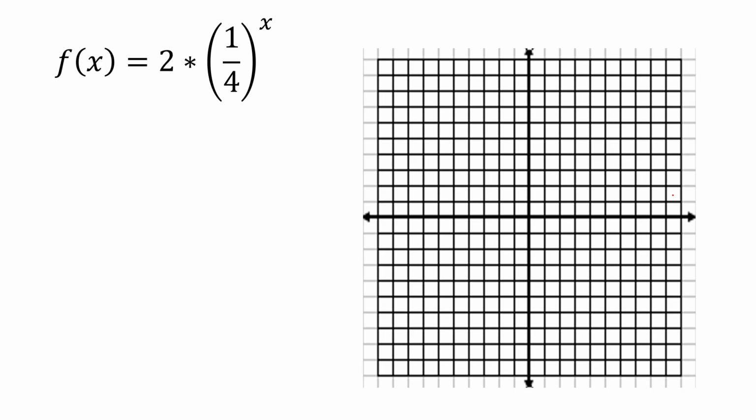F of x is equal to 2 times 1/4 to the x power. Well, notice this is no longer just a base raised to a power. We're now multiplying that base by a value. Same process. We plug everything into an xy t-chart: -2, -1, 0, 1, and 2. So we have 2 times 1/4 raised to the 0th power. Well, 1/4 to the 0th power is 1, so we're down to 2 times 1, which is 2.